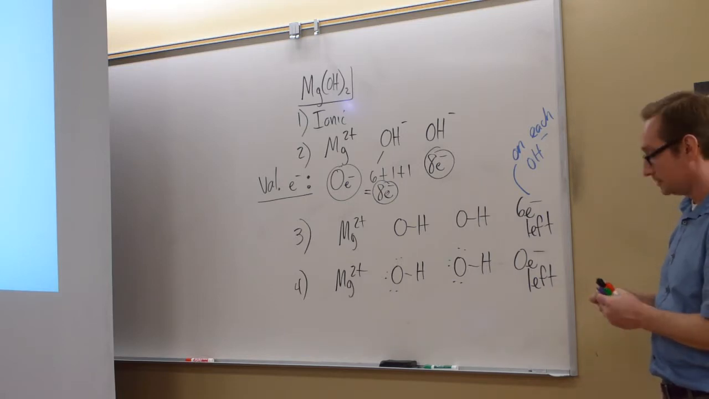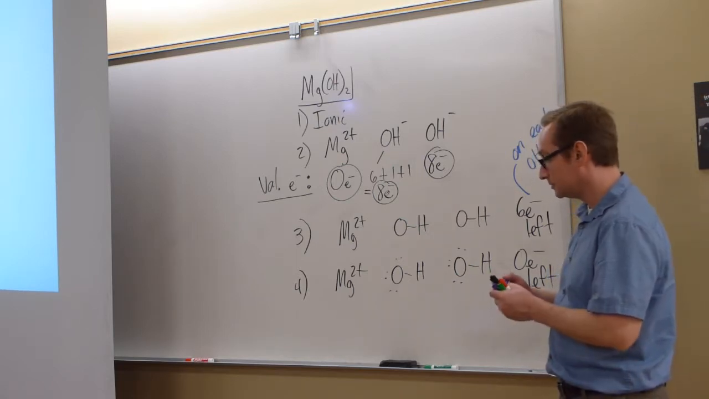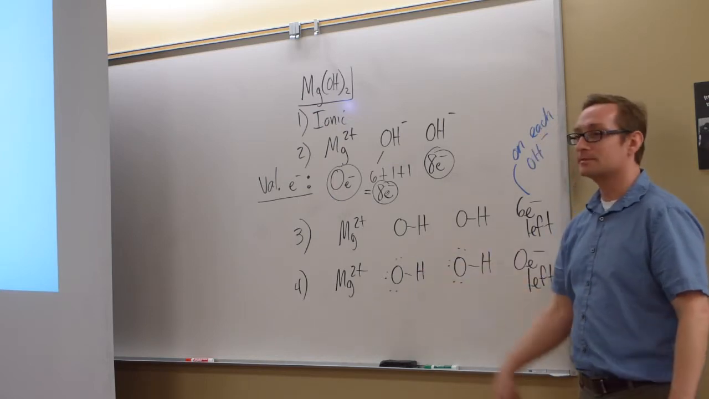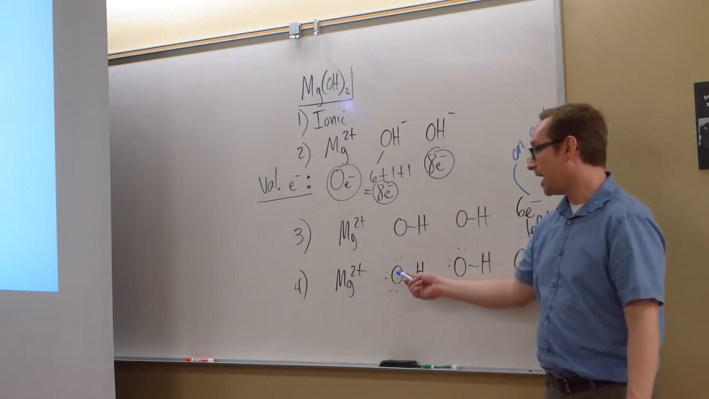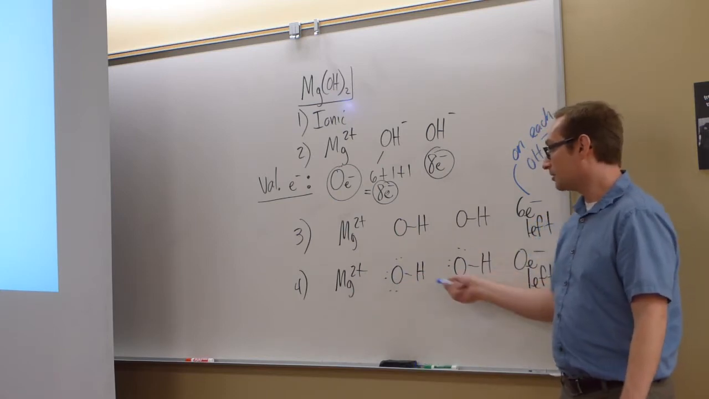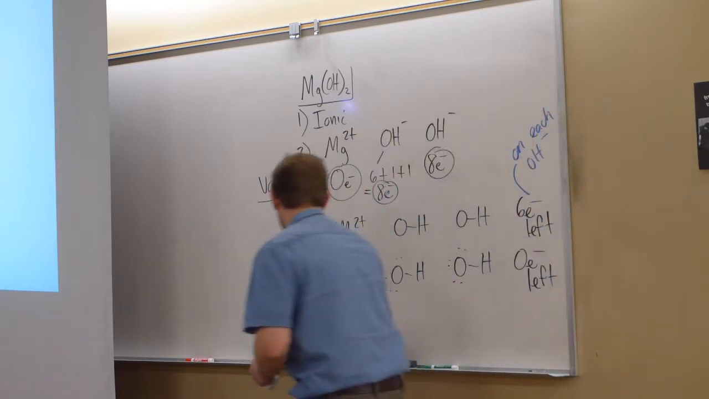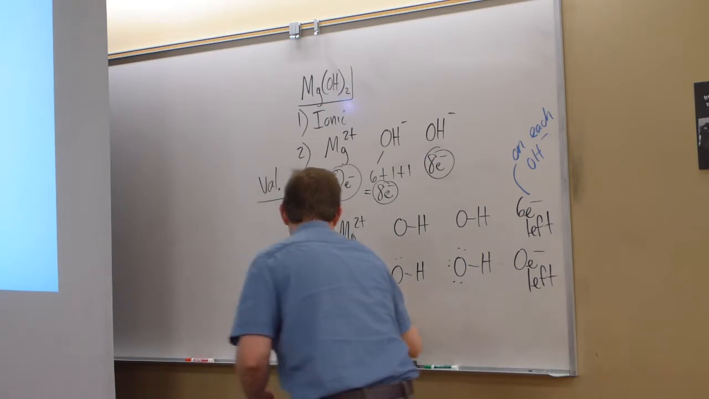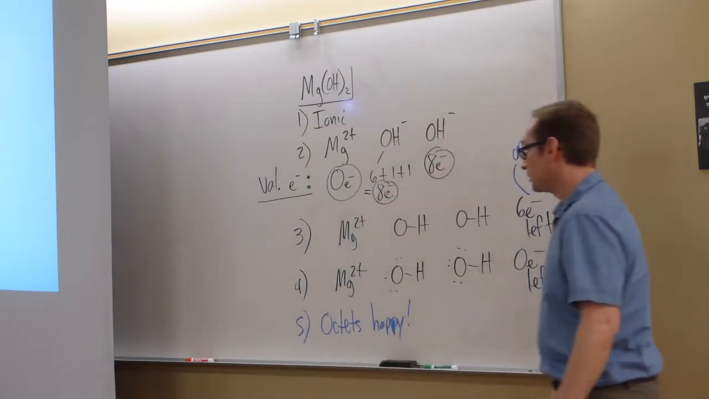Let's look at the octet rule. Is the octet rule happy for all these atoms? Yes. The only atom where we have to worry about the octet rule, in this case, is oxygen. There's 8 around both oxygens, so we're good there. We're just going to say octets are happy. What about the formal charge?